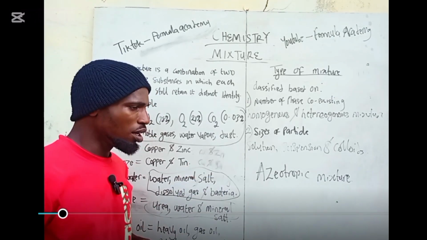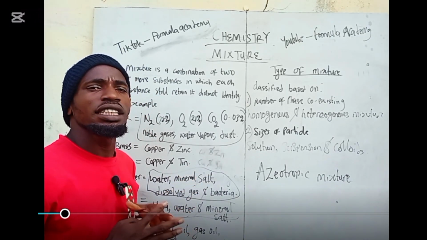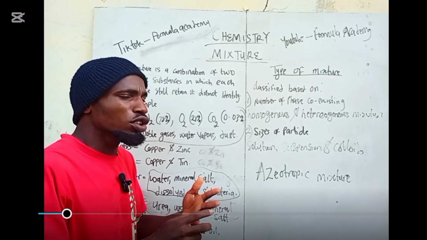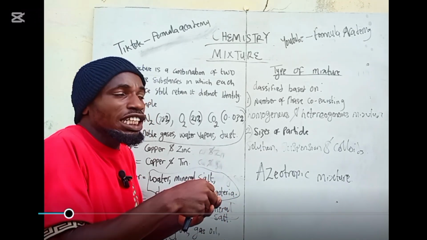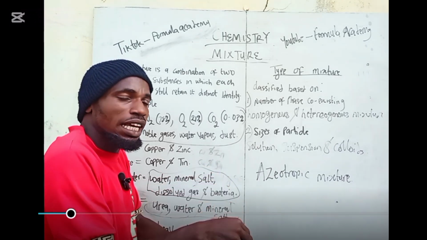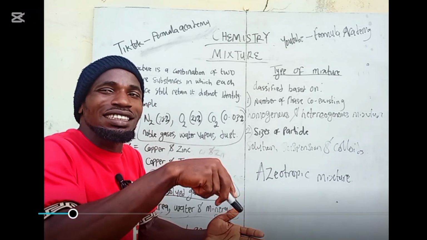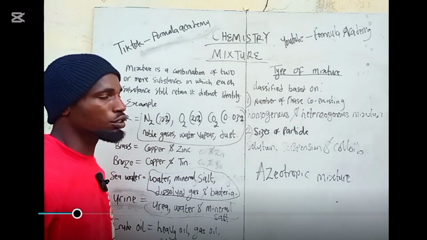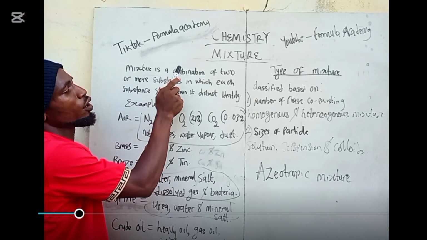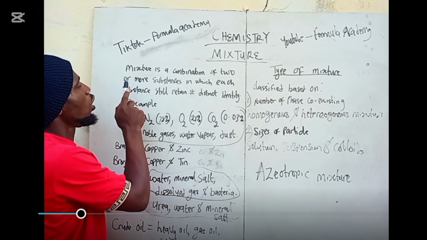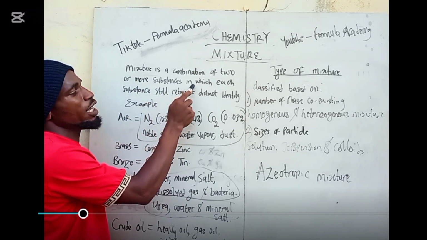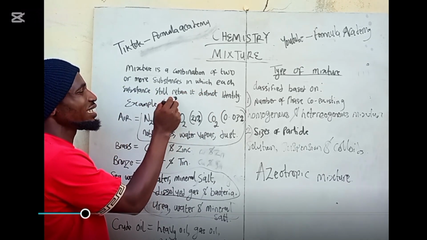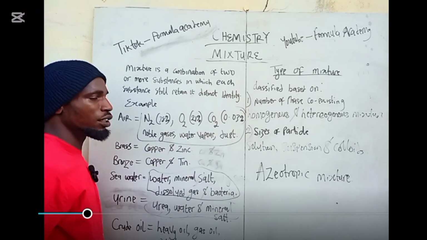So today's topic we are talking about mixtures. So what are mixtures? A mixture is a combination of two or more substances in which each of the substances can still retain their distinct identity or properties. So this is the definition of mixtures. A mixture is a combination of two or more substances in which each substance still retains its distinct identity.